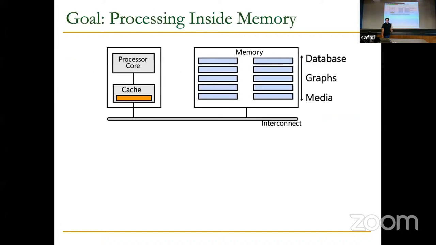The idea is simple. You have a processor here, you have memory there. And in the normal case, what you're doing for all these workloads and many more is going to memory, requesting data, moving all the data through the interconnect to the processor and computing there.